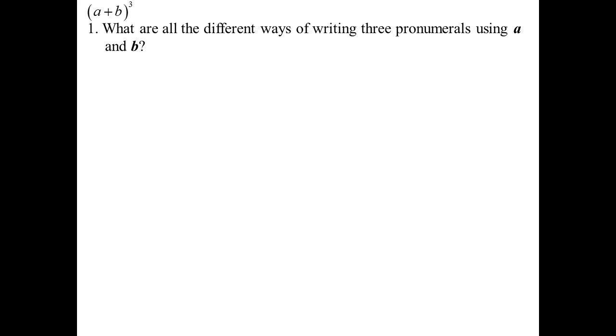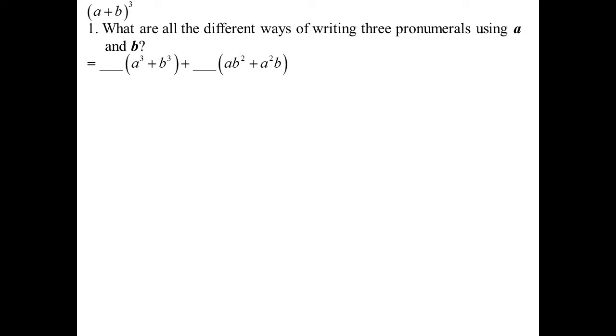What are all the different ways of writing 3 pronumerals, but only using A and B? I could have 3 of the same pronumeral, so A cubed, or B cubed. I could have 1 of one pronumeral and 2 of another, so AB squared or A squared B. That pretty much covers all the possibilities.